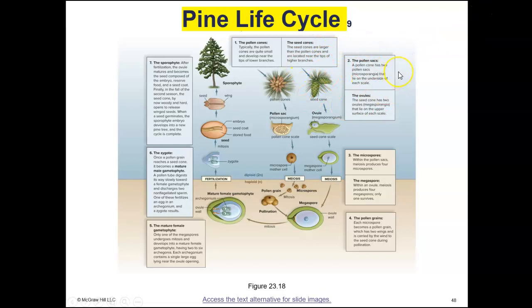Number 2, the pollen sacs. A pollen cone has 2 pollen sacs that lie on the underside of each scale. And then the seed cone has 2 ovules that lie on the upper surface of each scale. You can see 1 pollen sac here and 1 ovule here, but there are 2 for each scale on the cones. All right, within the pollen sac and the ovule, meiosis occurs, and that produces the sperm and the ovules.